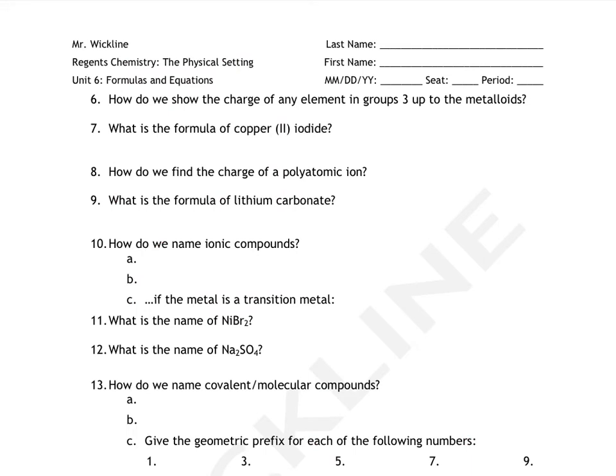All right, how do we show the charge of any element in groups 3 up to the metalloids? So what I just described here was the transition metals, which is why we would be able to show their charges using Roman numerals. So let's do the formula for copper(II) iodide. As you can see, we already have Roman numerals, which is giving me the charge for that copper. So this is copper with a positive 2 charge. And it's iodide, and iodide is the negative ion of iodine, which is in group 17, which also means its charge is negative 1.